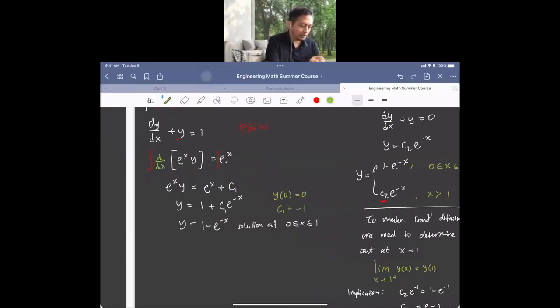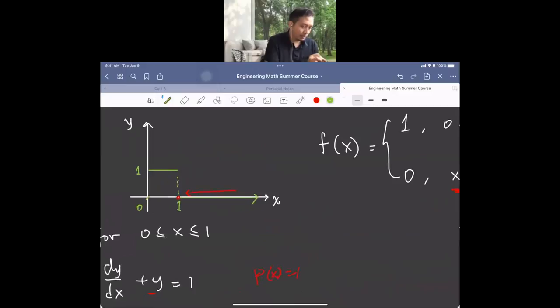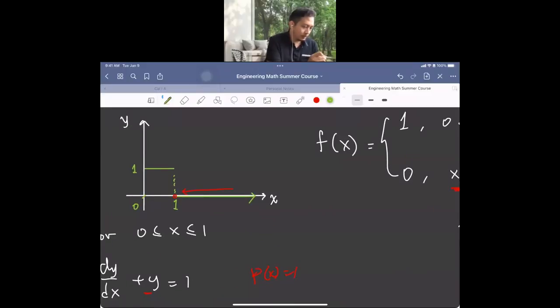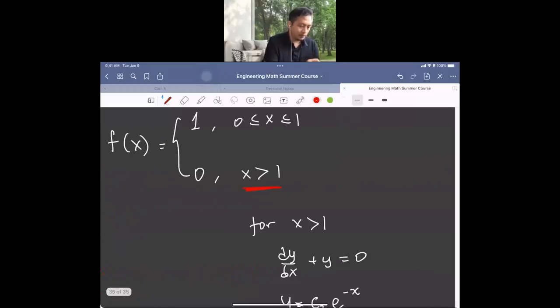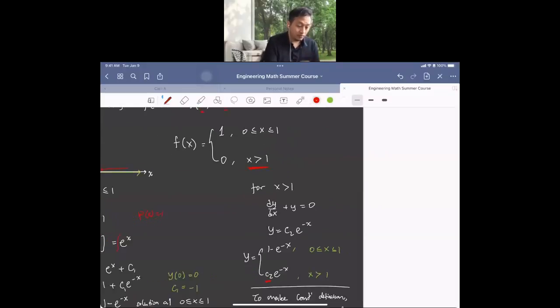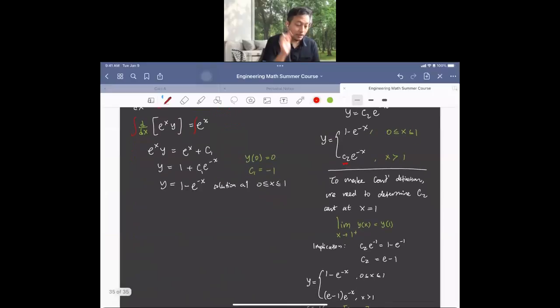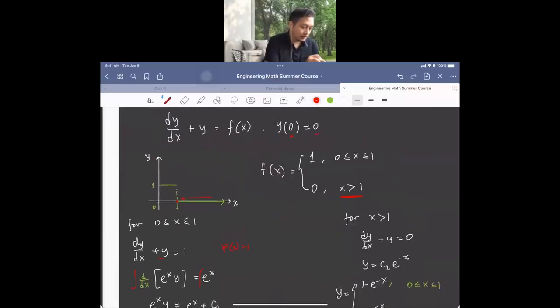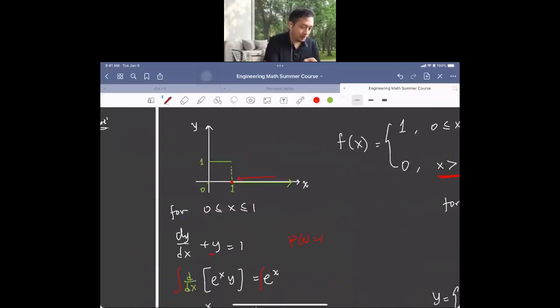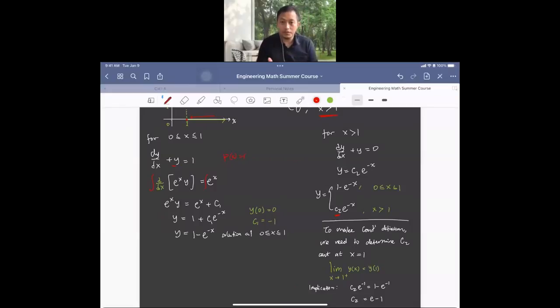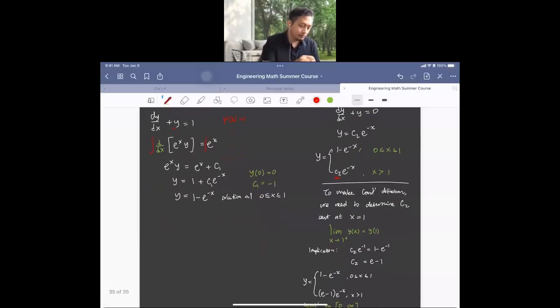I hope you understand what I did here. Basically, I want to make this point continuous from both sides. So we take the limit from the left and the limit from the right. It should be the same as the function's value. The definition of continuous is that the limit is equal to the function at that point when we approach it.